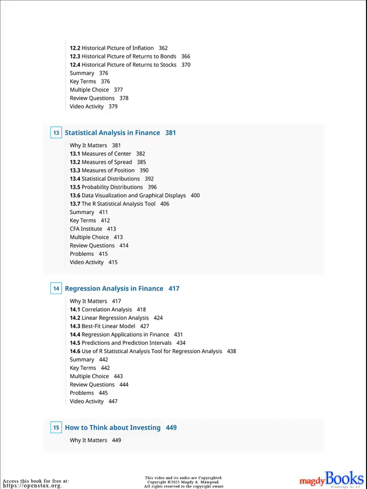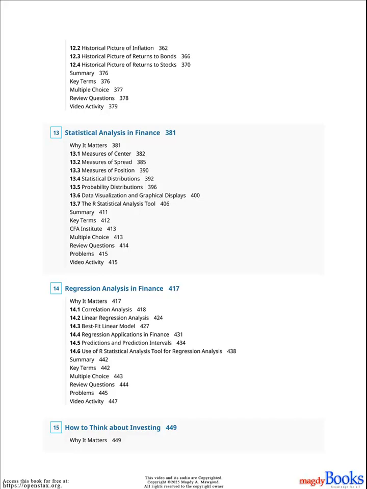Summary. Key terms. Multiple choice. Review questions. Video activity. 13. Statistical analysis in finance. Why it matters. 13.1. Measures of center. 13.2. Measures of spread. 13.3. Measures of position. 13.4. Statistical distributions. 13.5. Probability distributions.